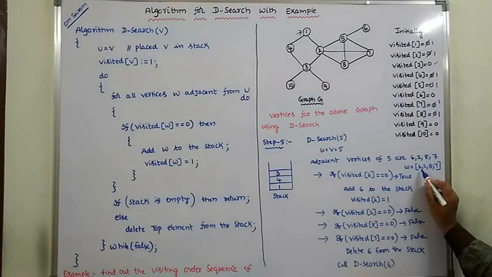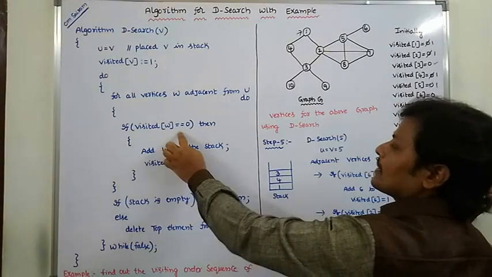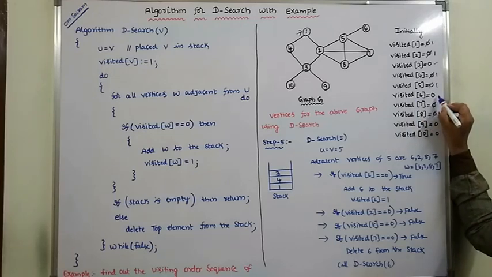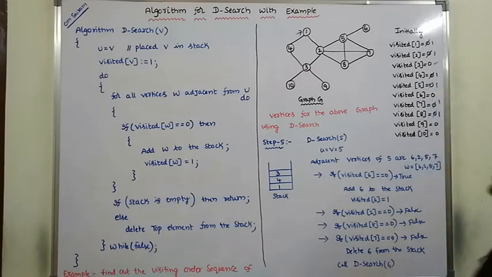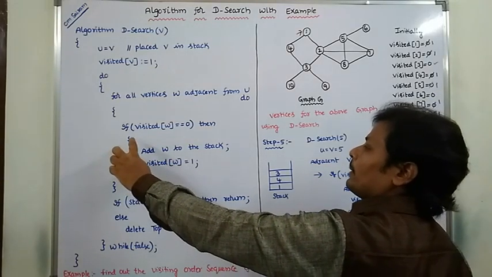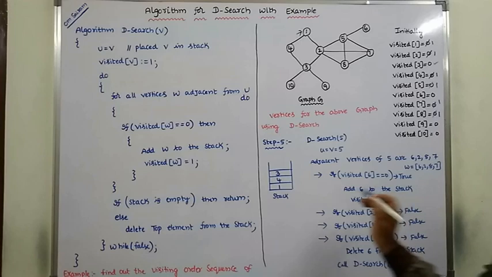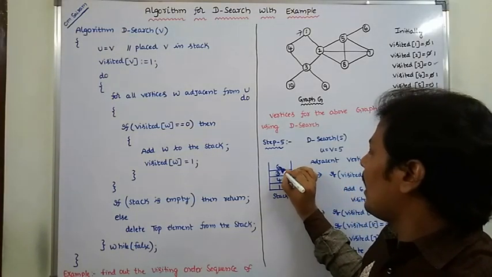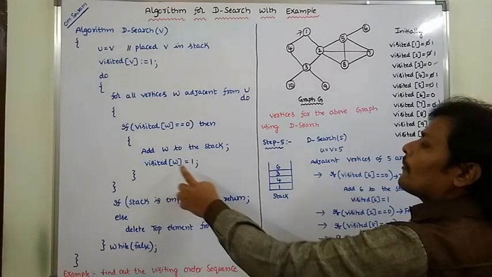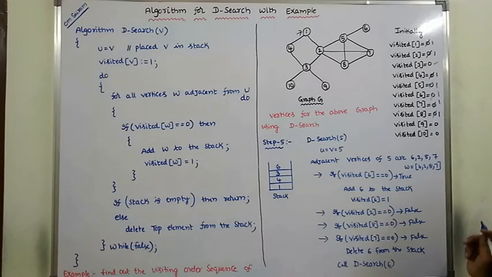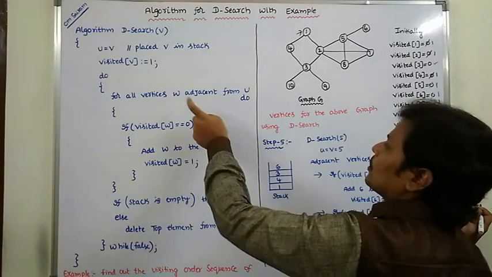Now first w can be taken as 6. If visited of 6 is equal to 0. Visited of 6 is equal to 0. Yes, condition is true. Now control goes to the if block. Brace begin. Add w to the stack. W is equal to 6. So now 6 can be added to the stack. Now visited of w is equal to 1. So visited of w, that is nothing but 6, so visited of 6 is equal to 1. So now again control goes to the for loop.